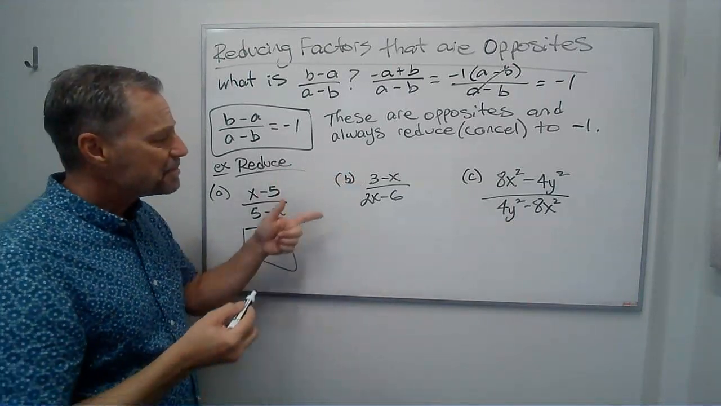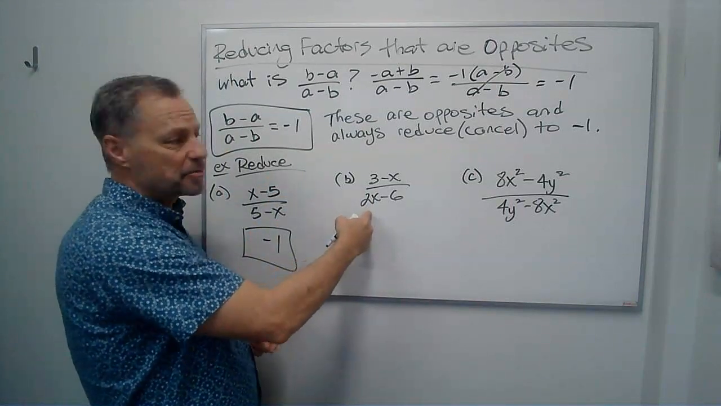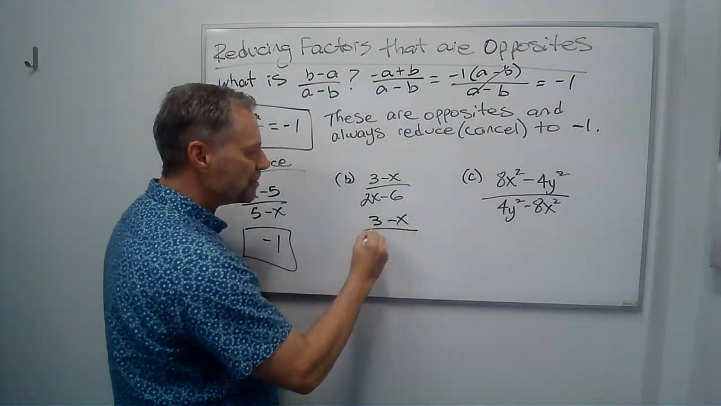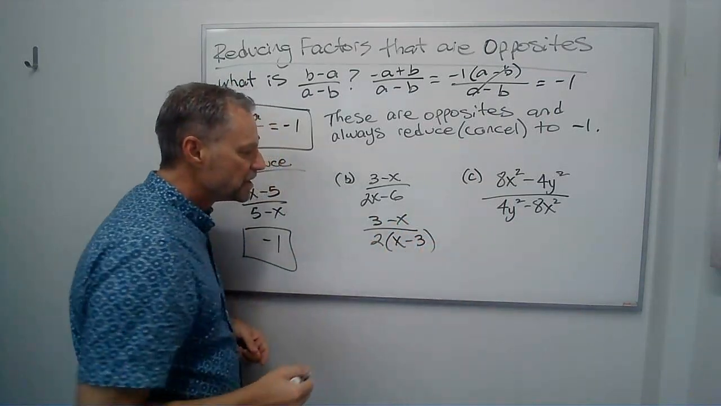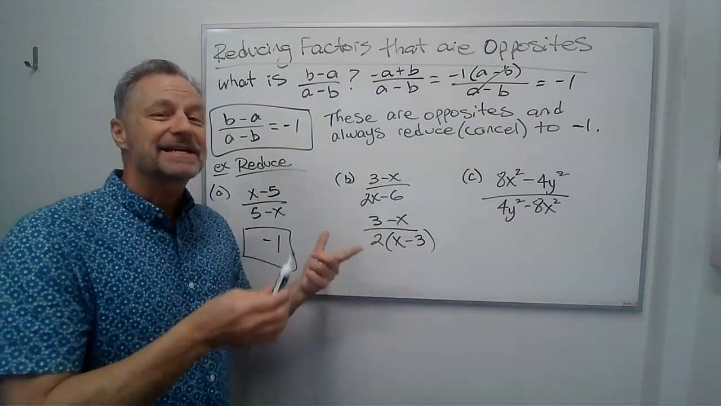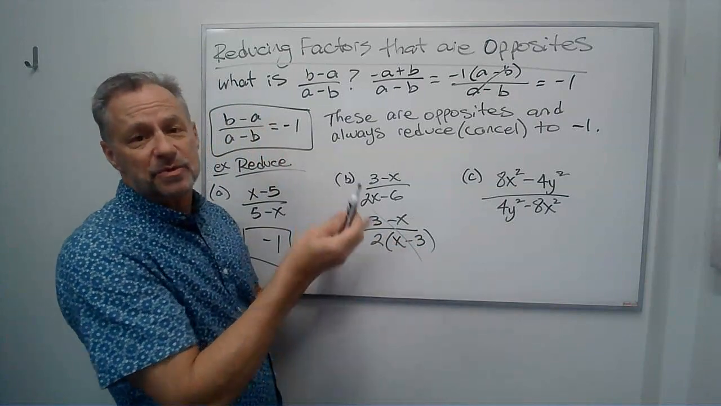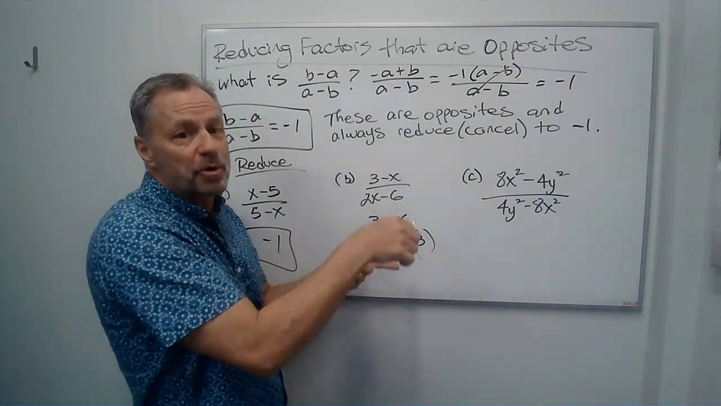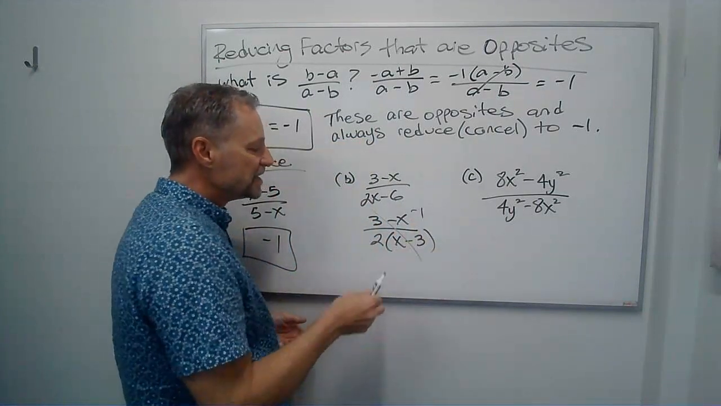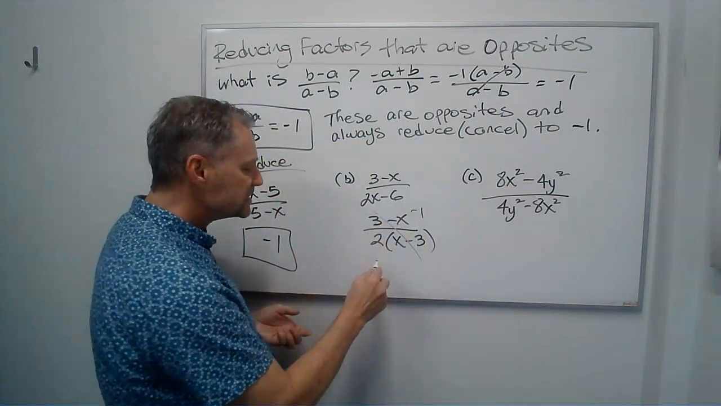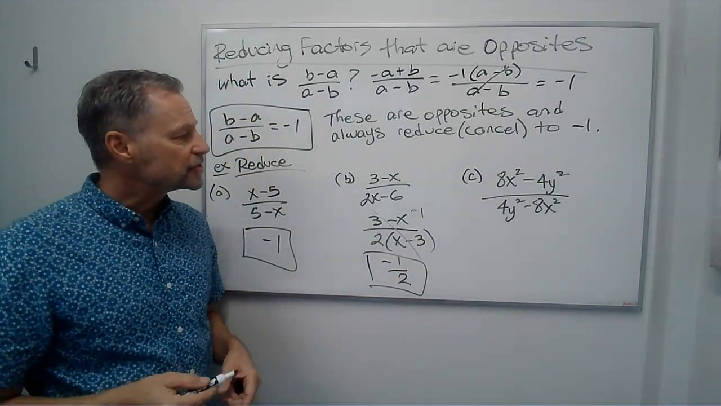Here, a similar type of thing, but I don't see the same thing on the bottom. I don't see its opposite, but the bottom is factorable. So I've got 3 minus x on top. On the bottom, I can factor out a 2, and I get 2 times (x minus 3). Oh, the (3 minus x) over (x minus 3), that's a negative 1. So these are going to cancel. Usually when we cancel, we just cross them out. It's really that we cancel when we put a 1. Well, with opposites, we cancel when we put a negative 1. So I've got negative 1 over 2, which is negative 1/2. That's what that reduces to.